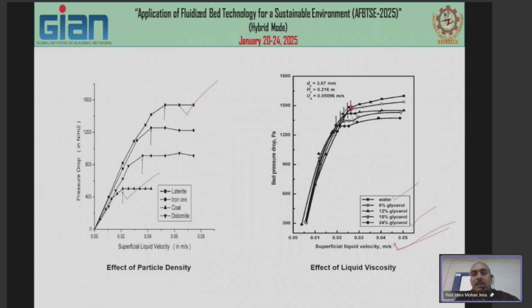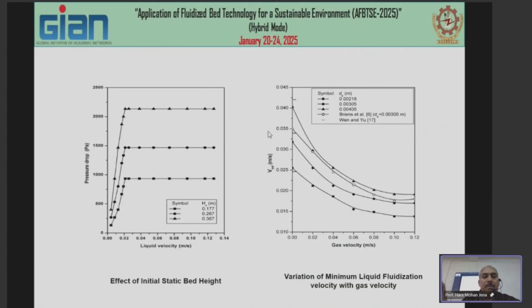Now you see that with an increase in the glycerol percentage, that means a higher viscosity of the fluid, the minimum fluidization velocity decreases. That means less velocity is required to make the bed fluidized. Then the effect of initial static bed height. If you change, for the same particle system, a different amount of particles, that means you vary the bed mass, there is no effect on the minimum fluidization velocity.